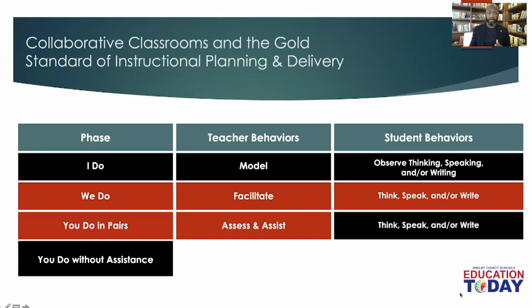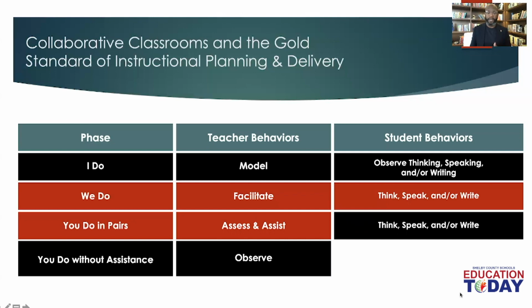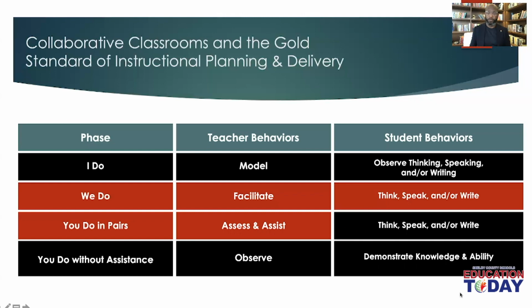Okay. And then finally here, once students have been successful in the I do, the we do, and the you do, then they have another opportunity to demonstrate knowledge and ability. But then as the teacher, I become the observer. And I can't help them at all unless their IEP says they have an accommodation or some type of modification to the work. And so what if students don't get through the I do, we do, you do in pairs, you do without assistance in one class period?